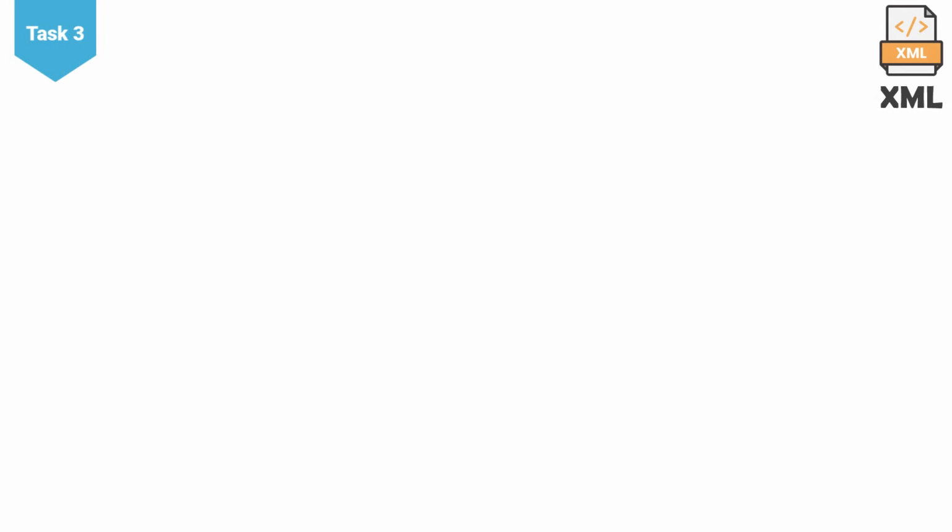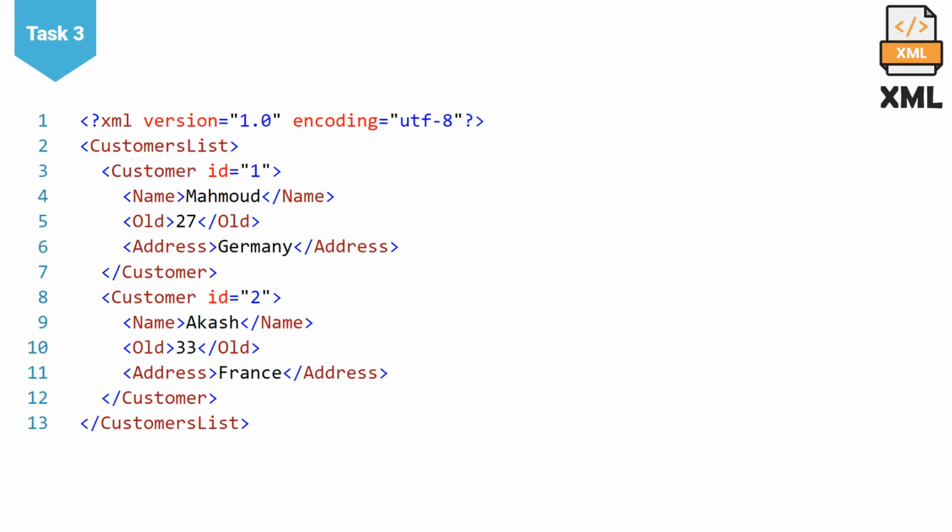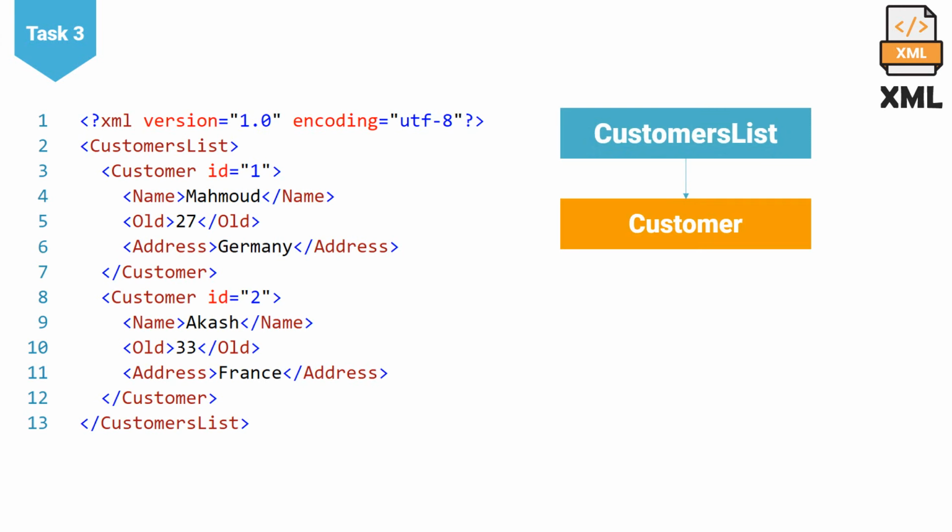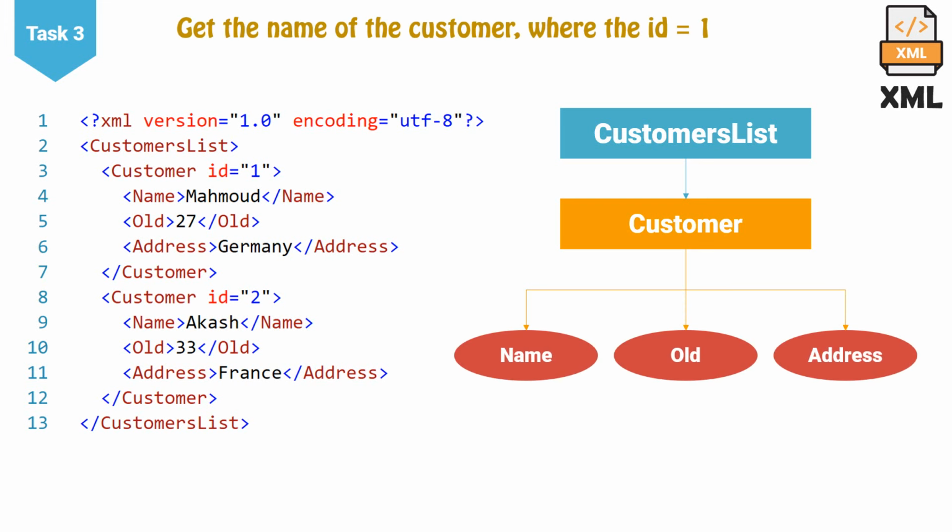It's about XML string. We have the following XML string. This consists of the following elements: customers list and customer. Each customer element has 3 elements: name, old, and address. We want to get the name of the customer, where the ID is equal to 1. ID is an attribute for the customer element. Name of this attribute is ID, and the value for this attribute is 1.